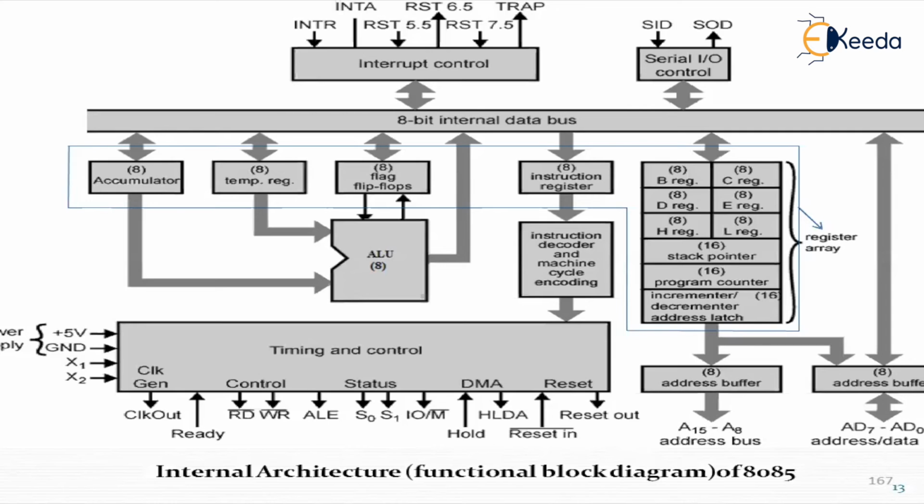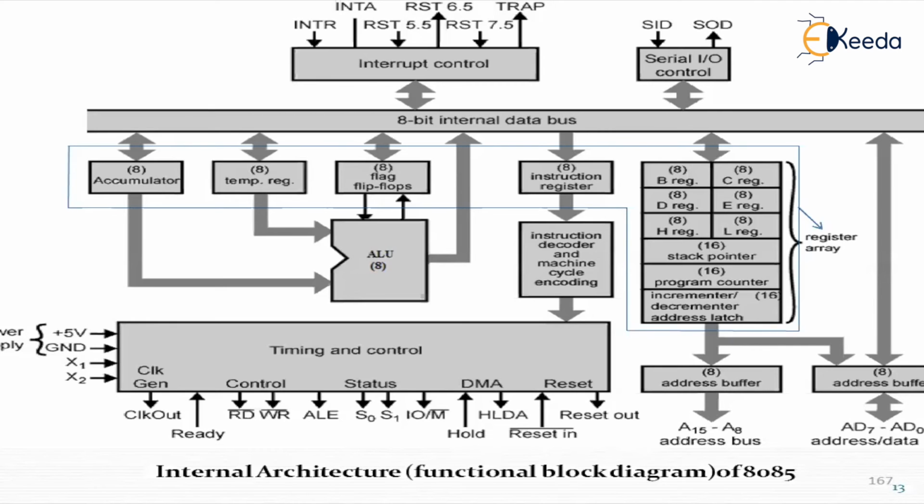The other parameter which plays a very important role is timing and control. Now, why timing and control? Because it contains the different control signals, status signals, DMA, the reset signal, the clock signal and the generation signal. And then it is connected to the power supply, which is plus 5 volt, and GND stands for ground.